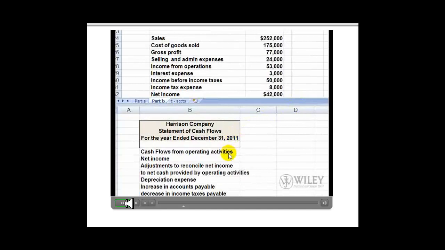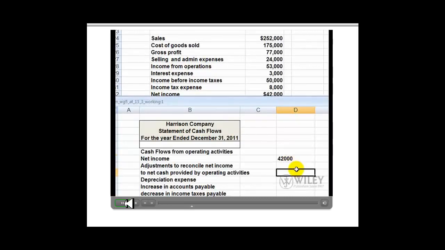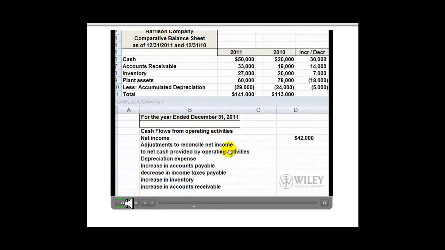In the statement of cash flows, starting with the cash flows from operating activities section, we start with net income, and we look at the income statement and we find that we have net income of $42,000. Then we look at adjustments to reconcile net income to net cash provided by operating activities. In additional data number 3, we see that depreciation expense is $14,500.